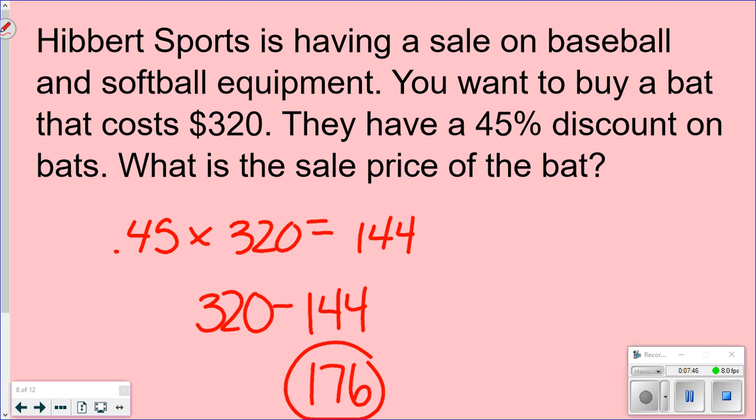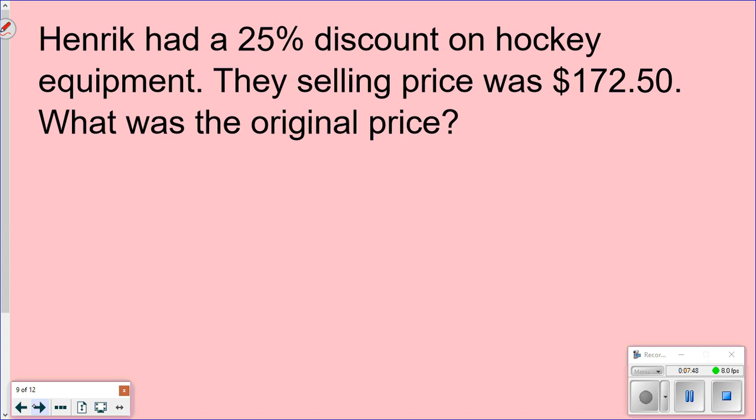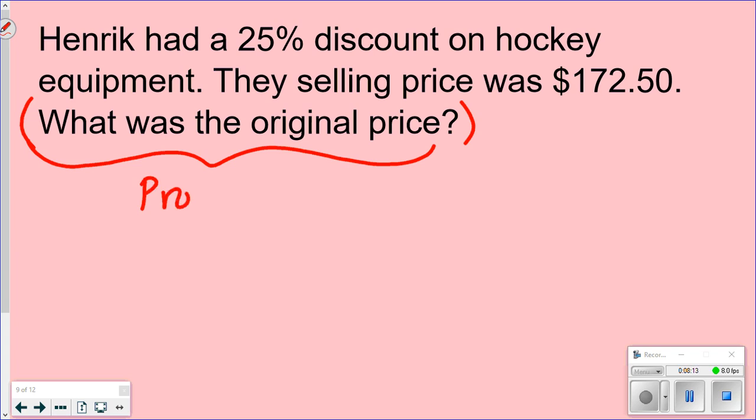Okay, so this is what I mean by it's a different type of problem. And the reason why I mean that is because it asks, what's the original price? So before, in all of our problems, they've been asking us what the selling price is in the end. They've been giving us the original, what it started at, and they want to know what the selling price is. Well, this type of problem gives us the selling price and wants to know what the original price was beforehand. Now, when asked for the original price, the easiest way to solve these is the proportion method.